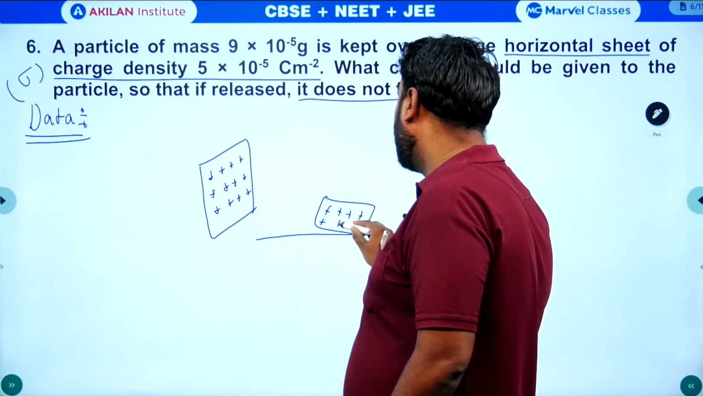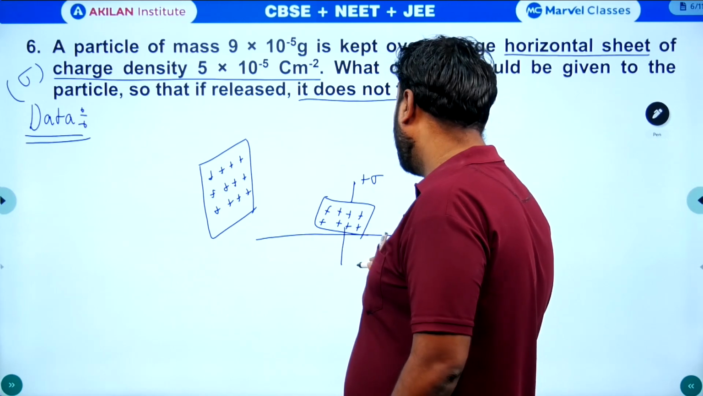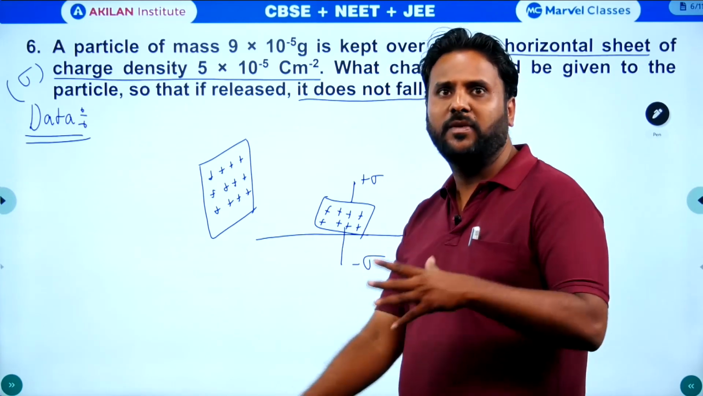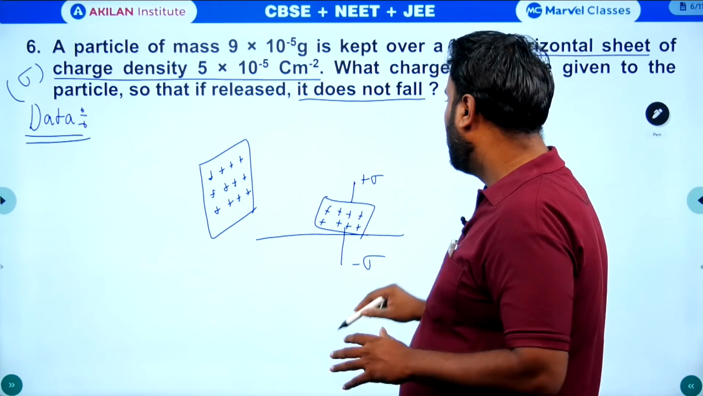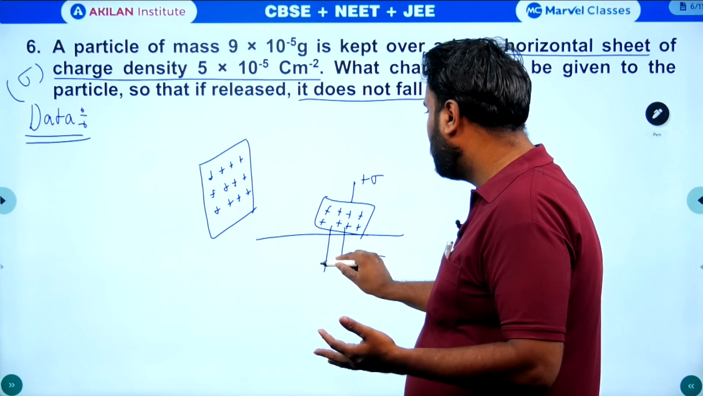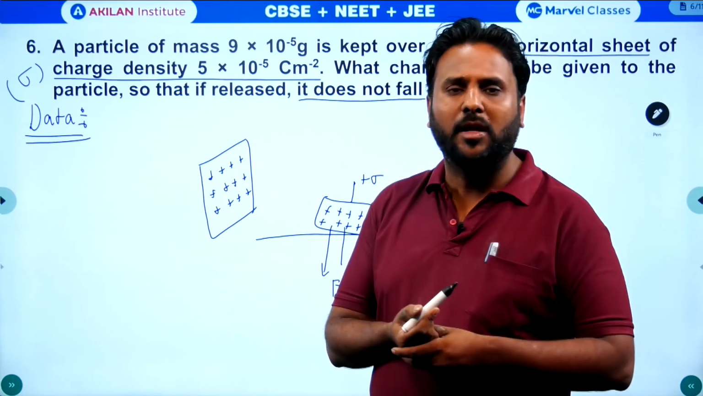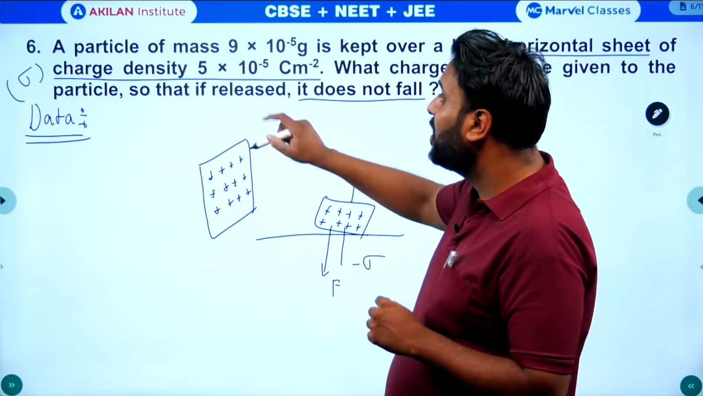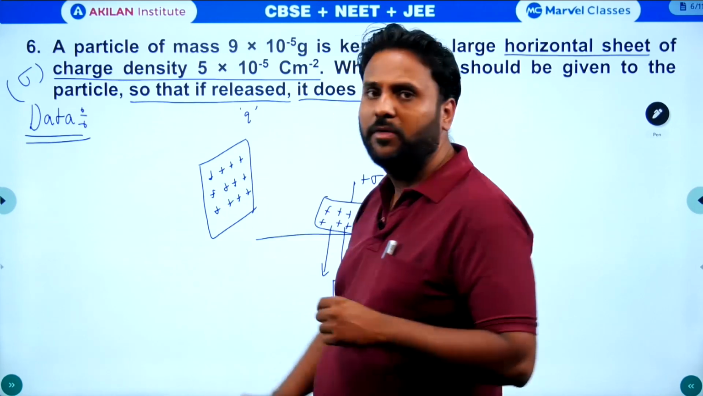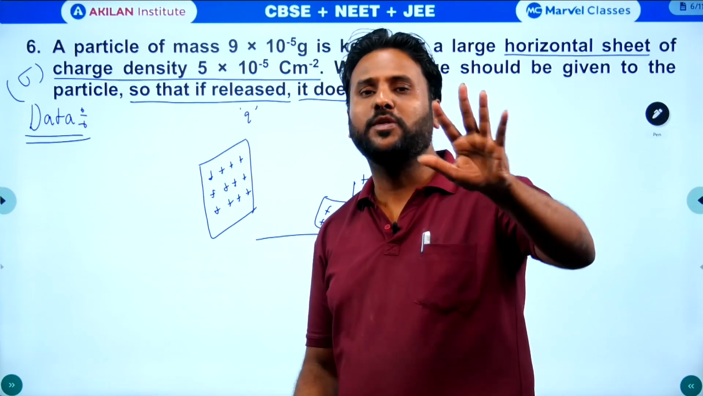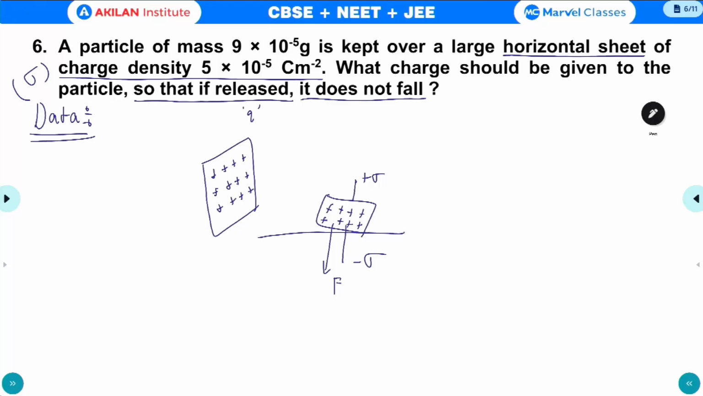It contains two charges: a positive charge plus sigma and a negative charge minus sigma. You know this very well, and you have to put it here. It is placed horizontally, but it will definitely exert some force in the downward direction, because force is exerted on every particle. But they are telling us very clearly how much charge we should give so that the particle, when released, does not fall down to the ground.